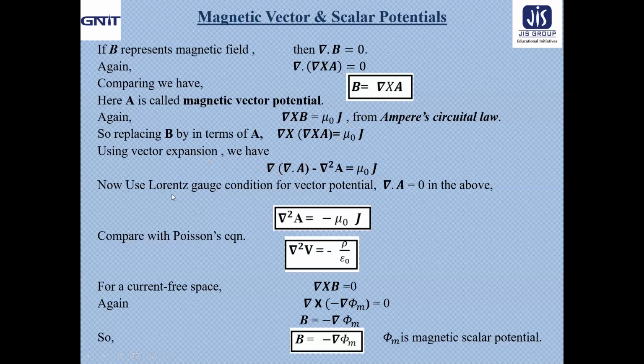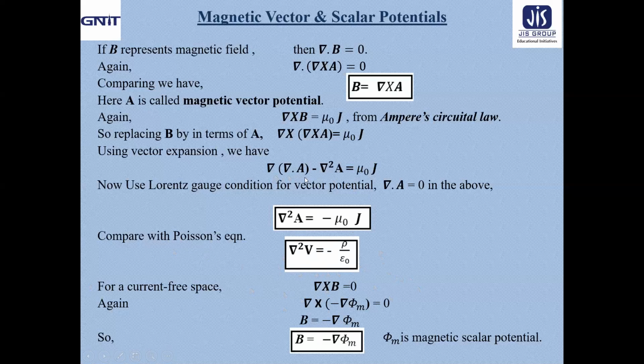Now, we use the Lorentz gauge condition for the vector potential, that is del dot A equals 0. This is the new result that we are going to use here, that is del dot A equals 0 in this expression.